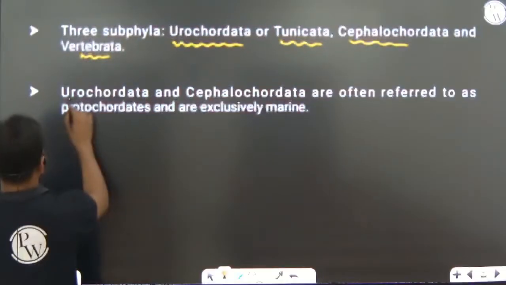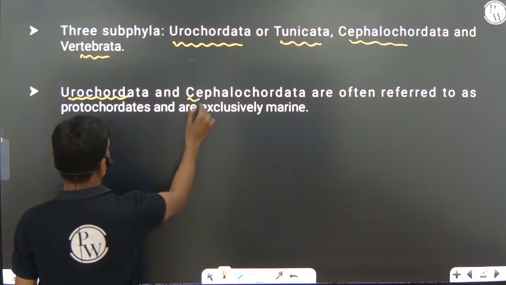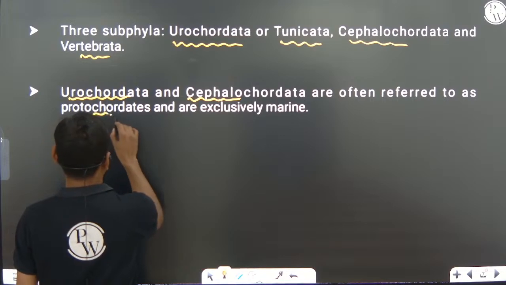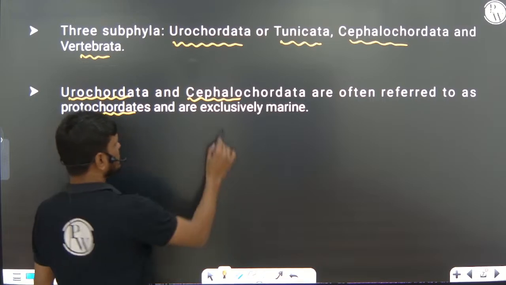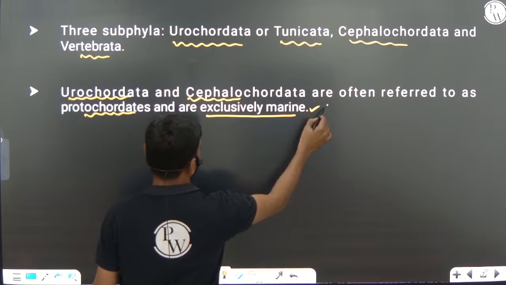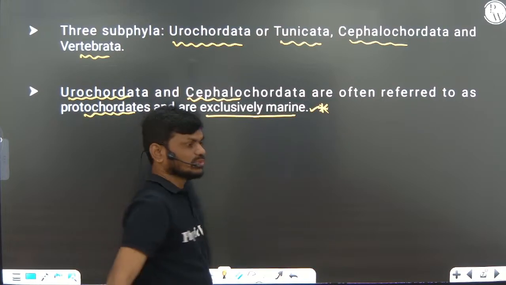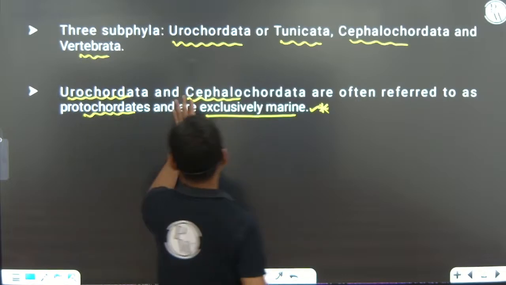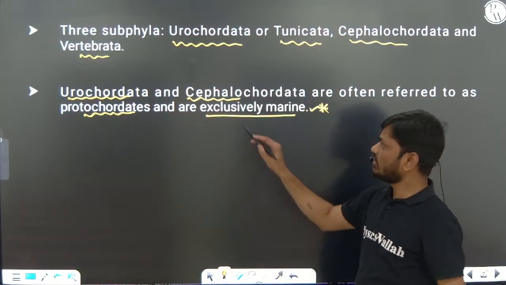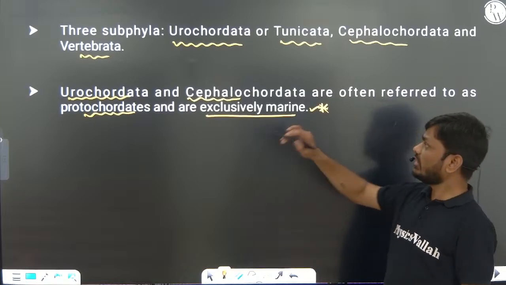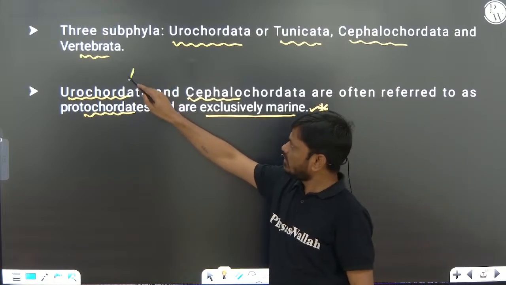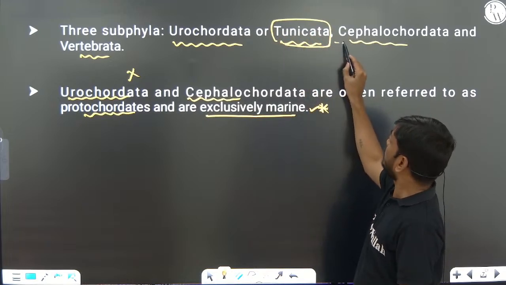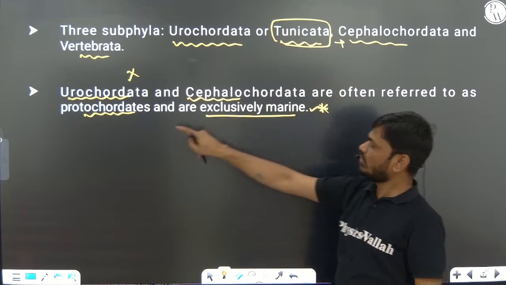So Urochordata and Cephalochordata together we are calling protochordates. They are exclusively marine. Very, very important. Urochordata and Cephalochordata together we are calling Protochordata. Sometimes instead of these words they use Tunicata. Tunicata along with Cephalochordata is forming protochordates.